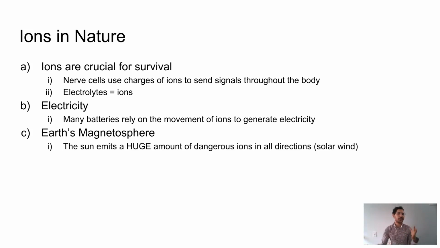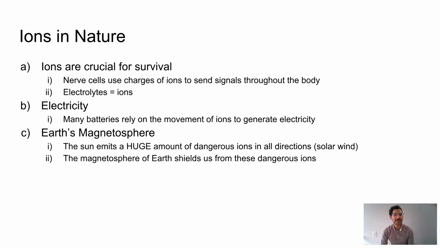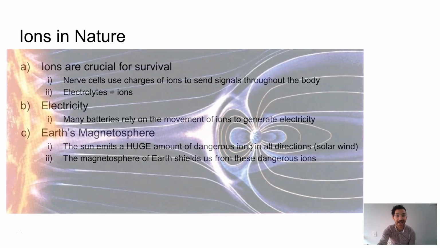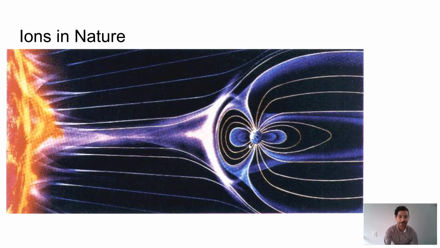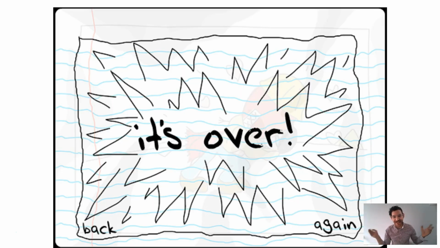So the sun emits all these scary, dangerous ions from all over the place. But the Earth has this cool thing called the magnetosphere, which is from metals in the center of the Earth churning around, and it creates this magnetic field that protects us from these charged ions. Here's a rendering of that: the sun spits out dangerous solar winds, and the Earth's magnetosphere is like, nah, get out of here. Don't give everything cancer. So that's the end of this video.